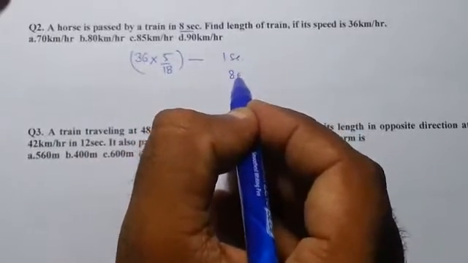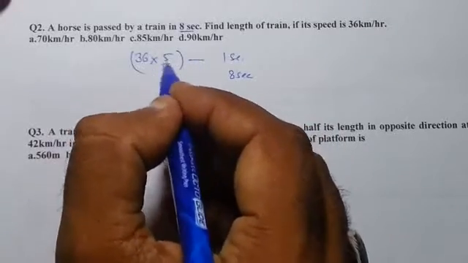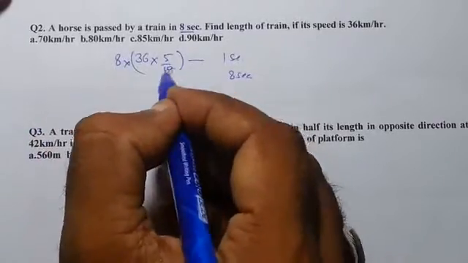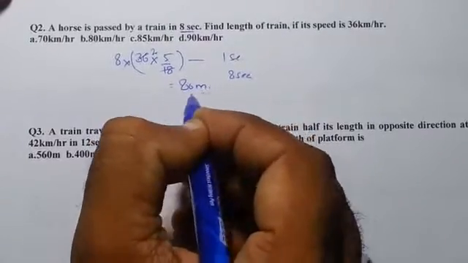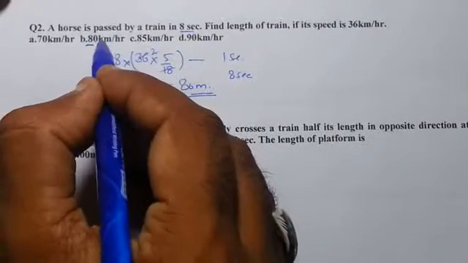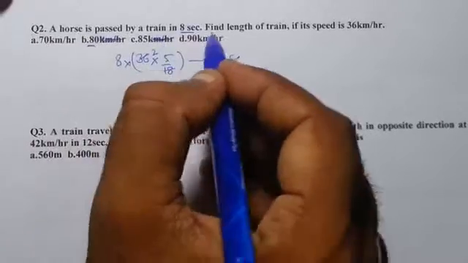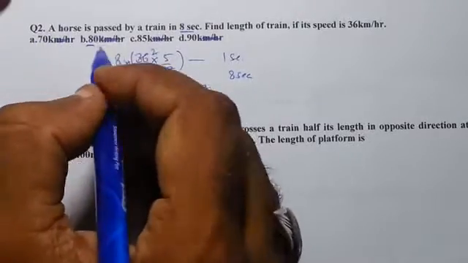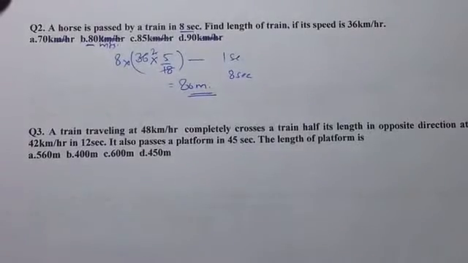So in 8 seconds, how much is the distance moved? This will be 36 into 5 upon 18 into 8, right? 18 twos are 36, 2 eights are 16, 5 times 16 is 80. So that is equal to 80 meters. Yes, the answer is 80. This is not speed, this is distance, right? I apologize for the mistake. So it is 80 meters. Now let us see the third question.